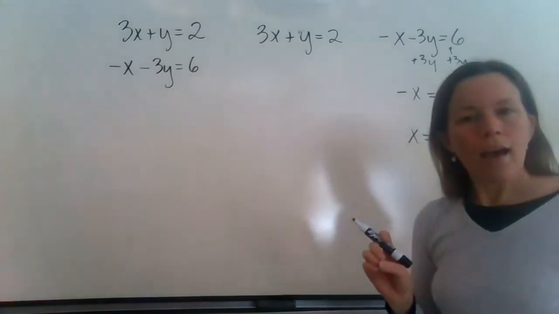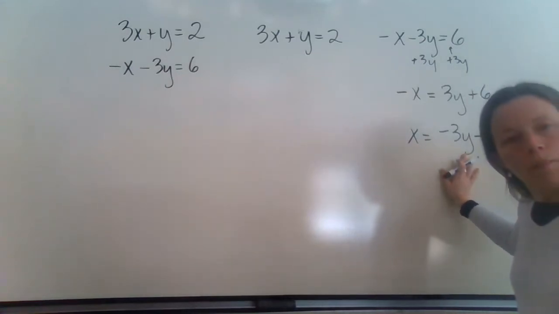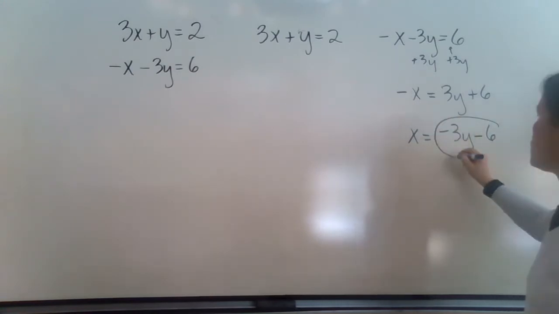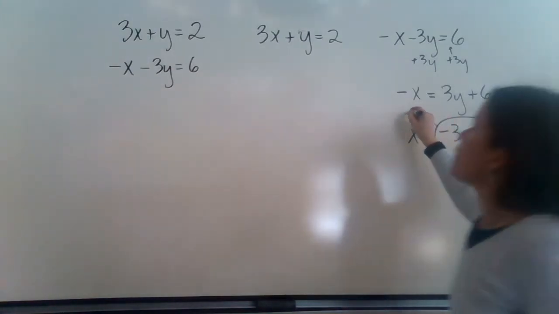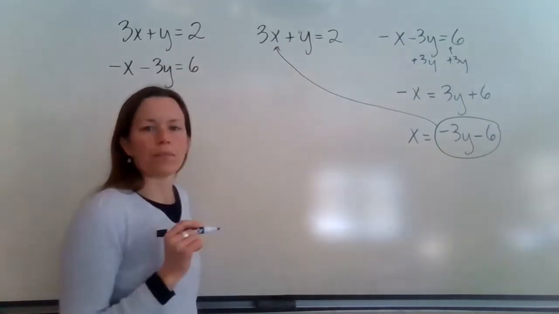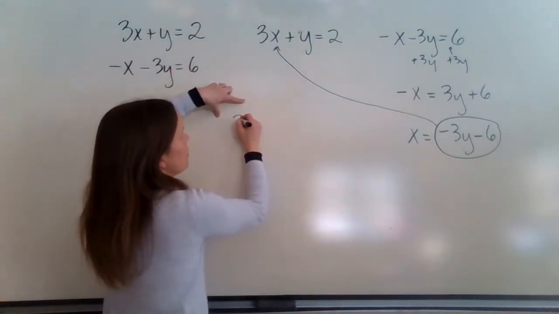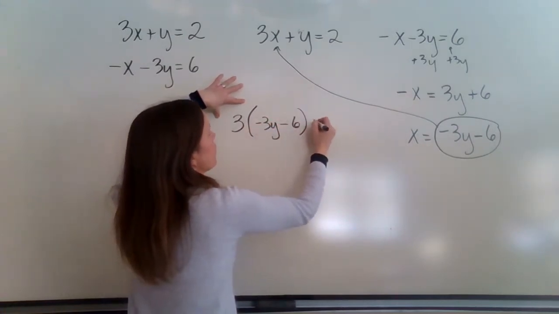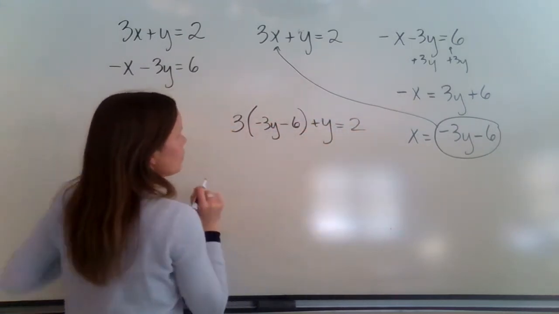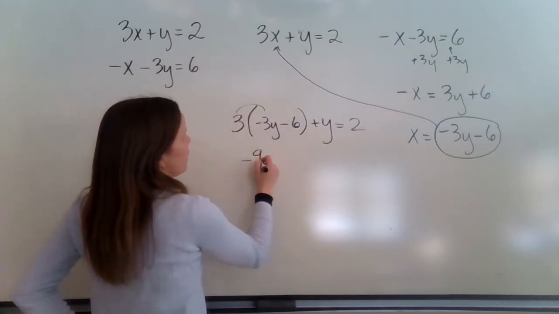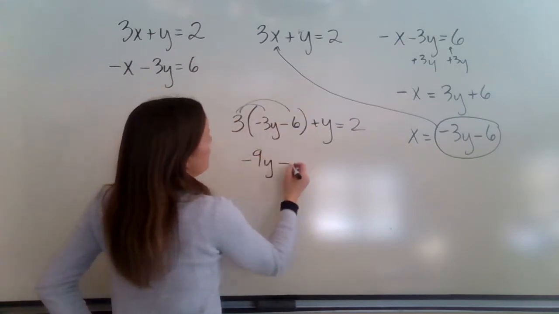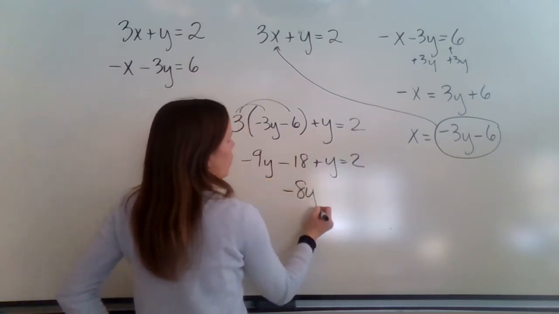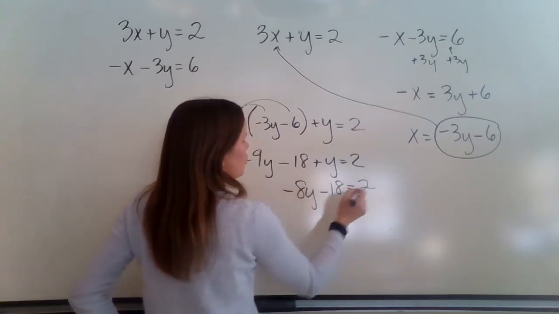So now I have something to plug in for x in the other equation. I'm going to take this negative 3y minus 6 and plug it in for x over here. I'm going to use parentheses. I have 3 times negative 3y minus 6 plus y equals 2. Great, let's distribute: negative 9y minus 18 plus y equals 2. So negative 8y minus 18 equals 2.